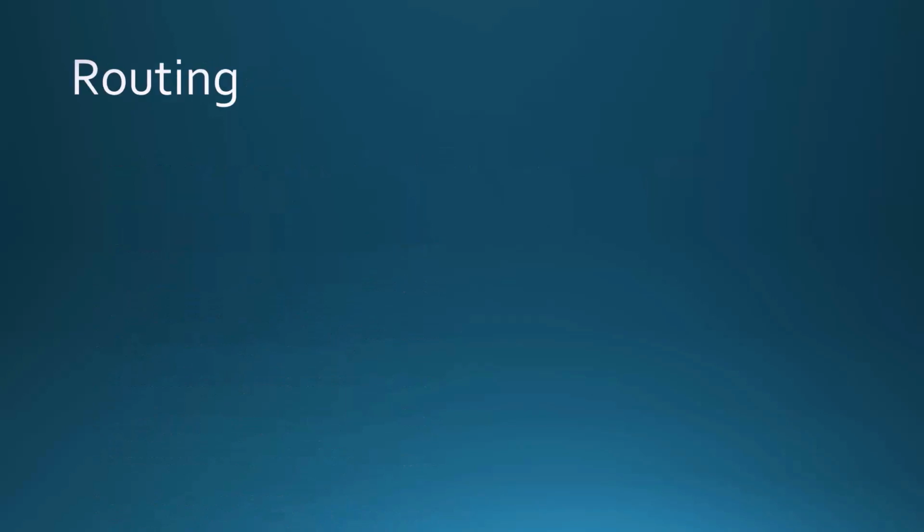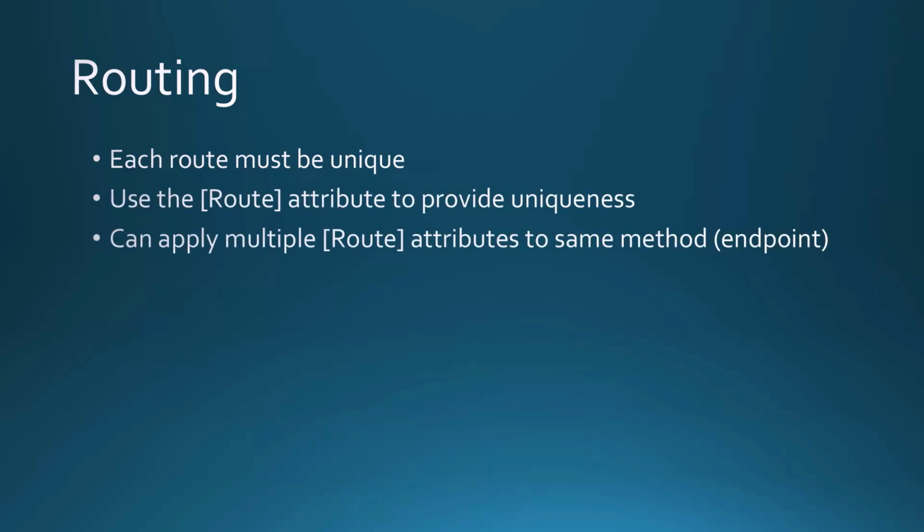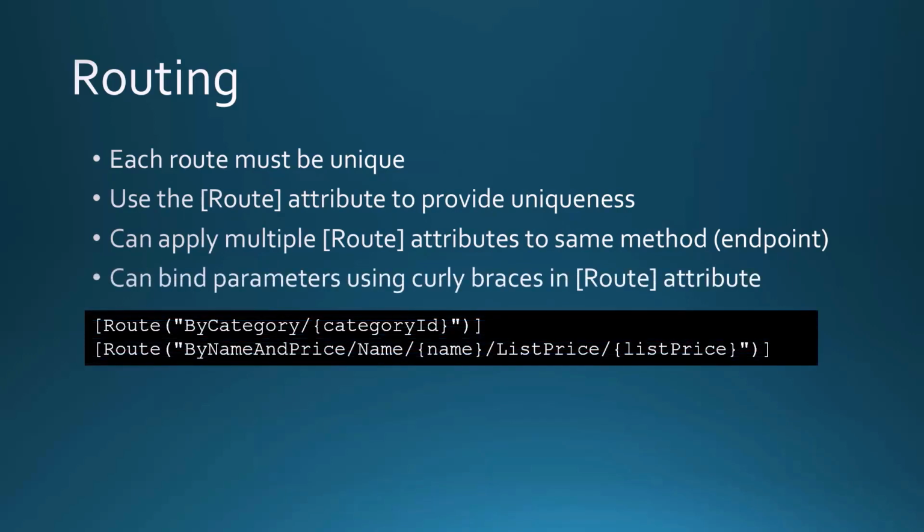Every route within a web API must be unique, and we use the route attribute to provide that uniqueness. We can apply multiple route attributes to the same method, so the same endpoint can actually be gotten to via different routes. Now we can bind parameters using curly braces in the route attribute.